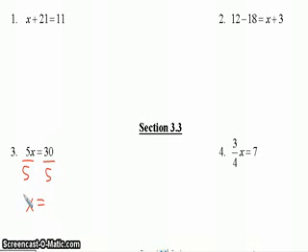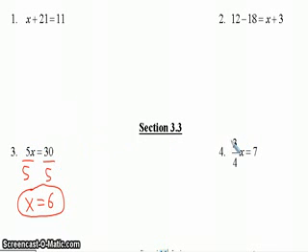5 divided by 5 is a 1. We never have to write a 1 in front of a variable. 30 divided by 5 is 6. You simplify that right side, and you have your solution. Once again, you can check solutions on any problem you want to. Plug a 6 up there. 5 times 6 is 30. That is the number we were looking for.